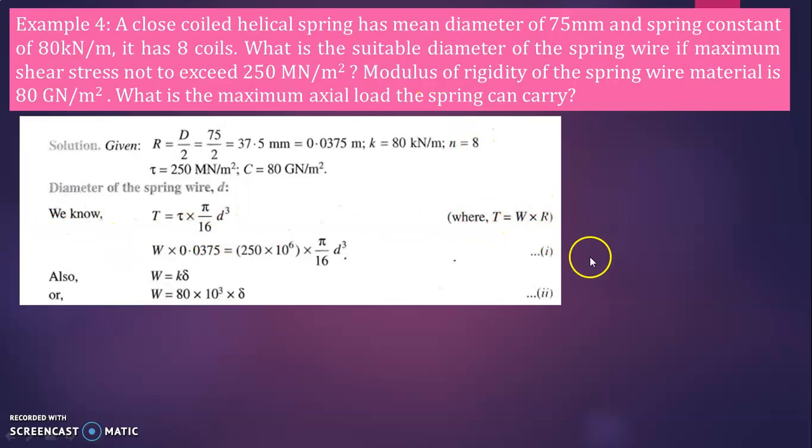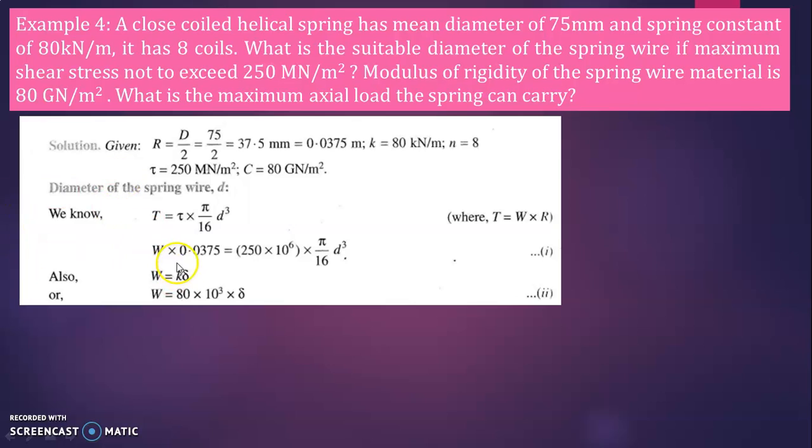So what we have the formula T is equal to tau into pi divided by 16 D cube. And also T is equal to WR. In the last class I have shown that formula. So if you substitute T is equal to WR here, R is equal to actually 37.5 millimeter, so convert into meter. You can keep in millimeter also, not a problem, but here this is in meter, so I use meters only.